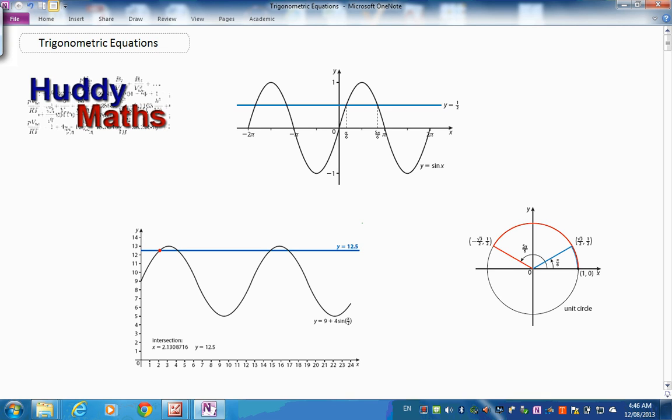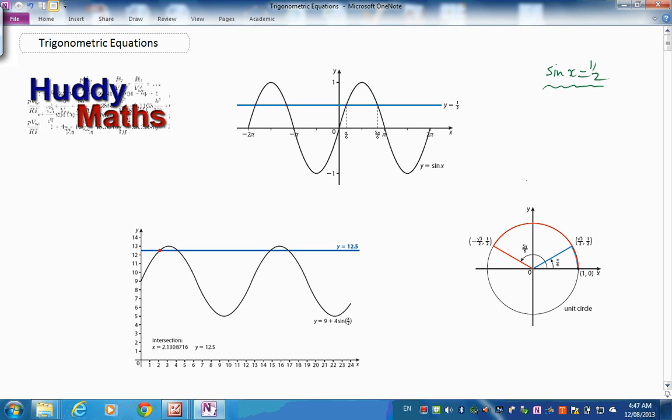Trigonometric equations. Hey, what's that about? I guess you can see that maybe it's an equation with a trig function in it. Maybe something like this. And there'd be a few different ways you could try to solve all the possible values of x, such as sine x equals a half.